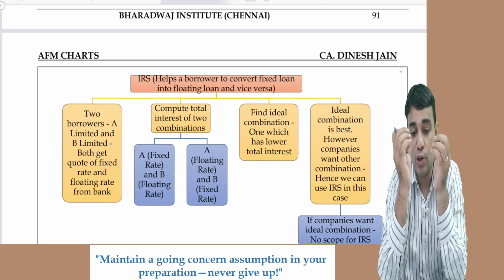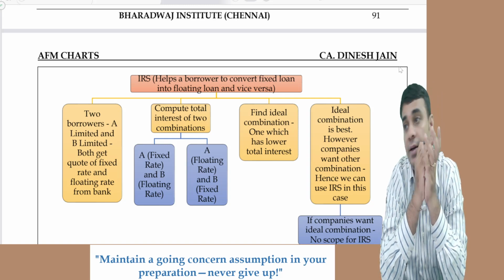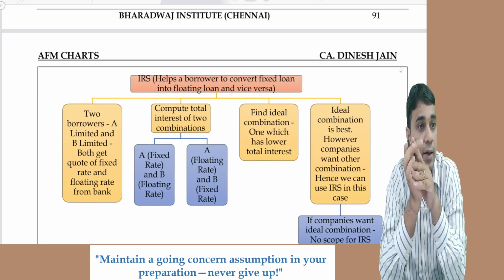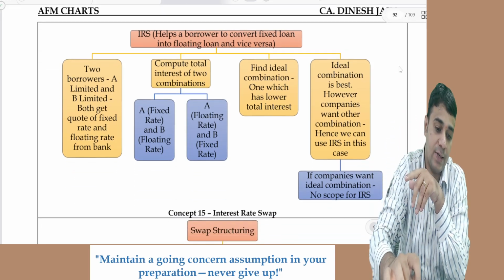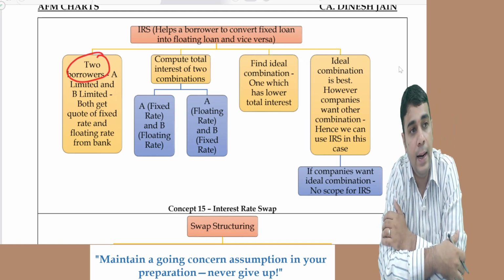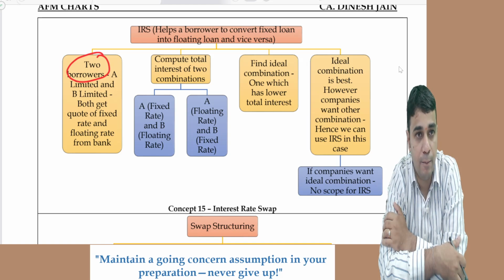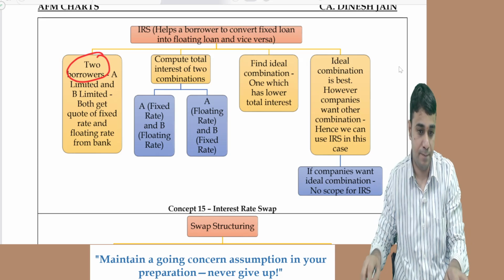Second is, it is also a tool by which I can reduce my interest outflow. Let's understand. There are two borrowers, A Limited and B Limited. Both get quotes of fixed rate and floating rate from the bank. Both get both the quotes, fixed rate as well as floating rates.